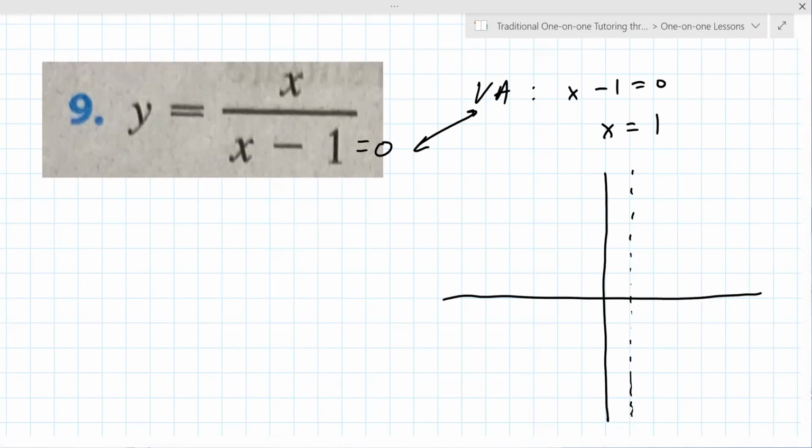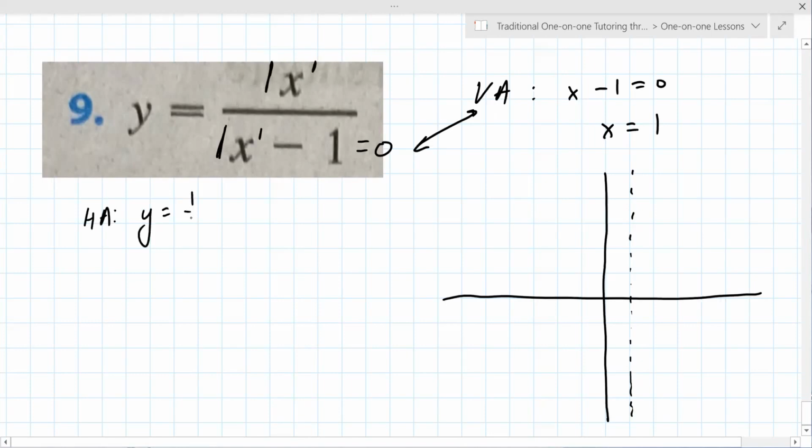Now this one also has a horizontal asymptote, and this is precalculus. It's the ratio of these because they have the same degree. So it's y equals 1 over 1, which equals 1. So there's your horizontal asymptote.